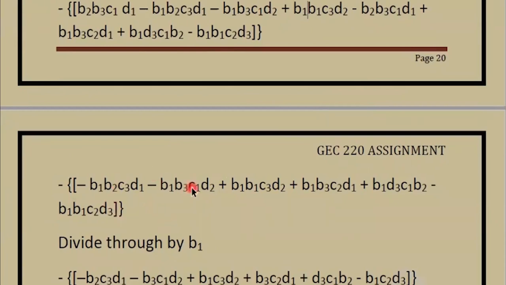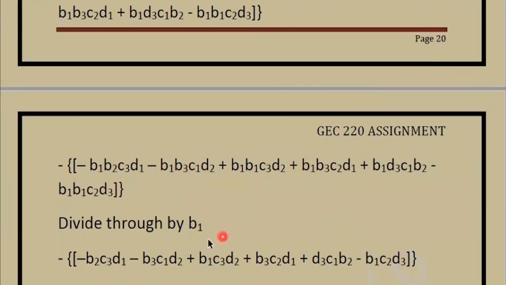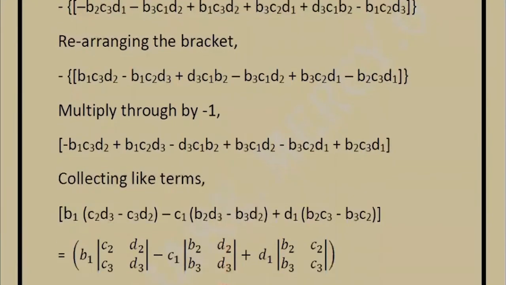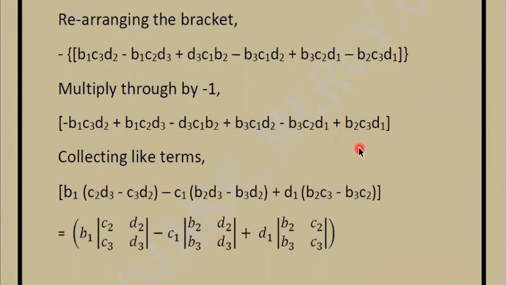But we see B1 is recurrent everywhere. So we divide by B1. We rearrange the brackets, leaving us with this. And we see this minus is there, but we don't need it. So we throw it away by multiplying through by -1. We now have this. But of course, I can still see some like terms around, knocking around. So we collect them together and put them in shape.